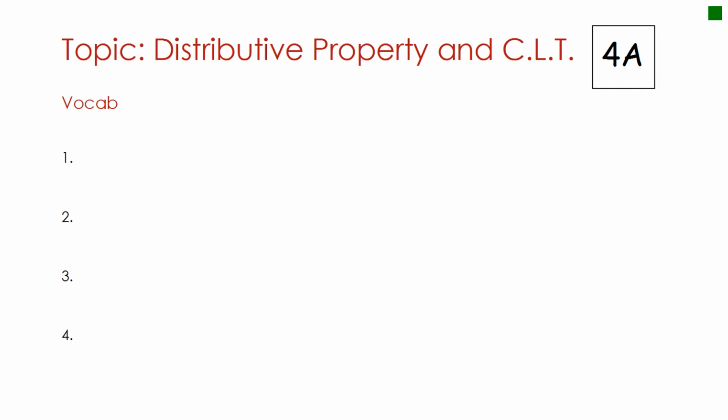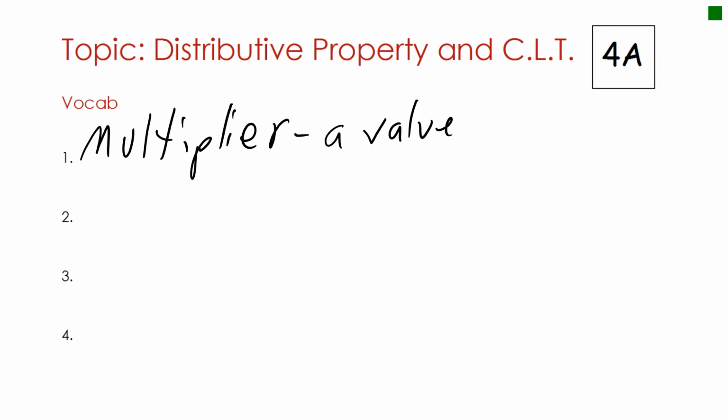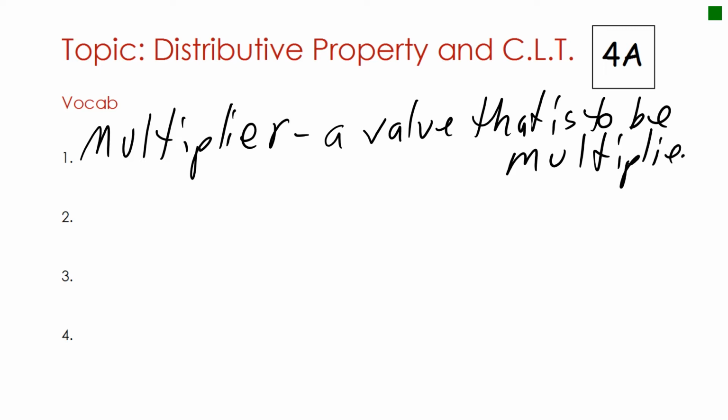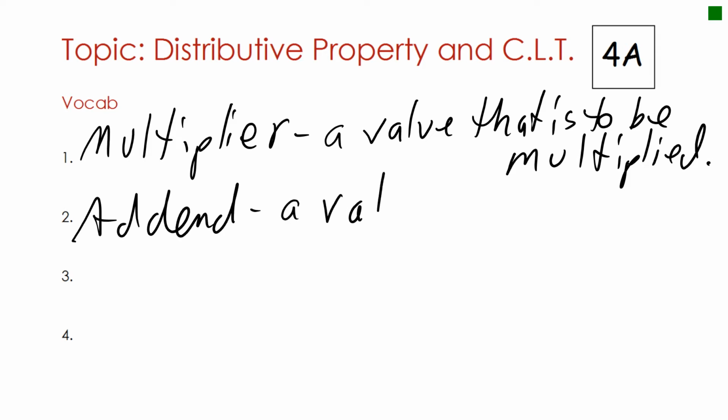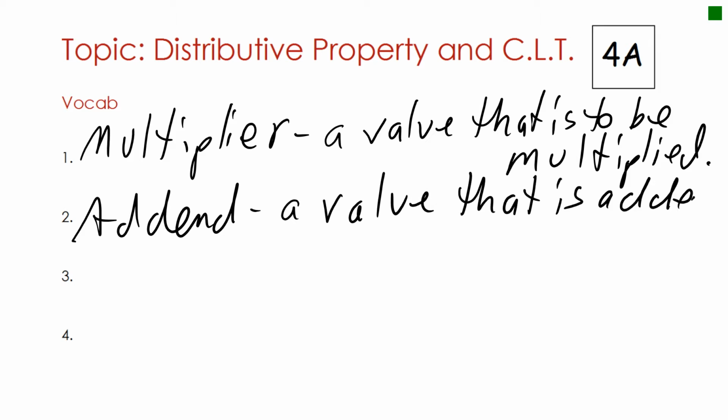Today we're going to be talking about the distributive property and combining like terms. A little bit of vocab. First of all, a multiplier is a value that is to be multiplied. And an addend is a value that is added to another value.